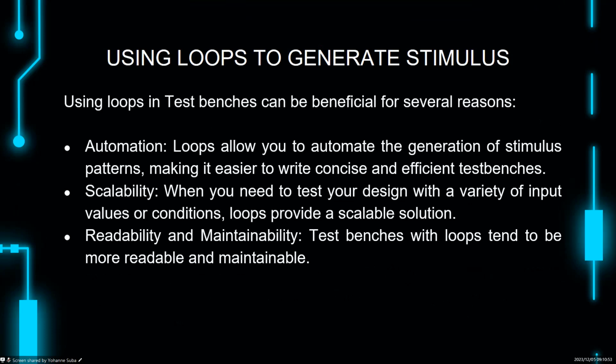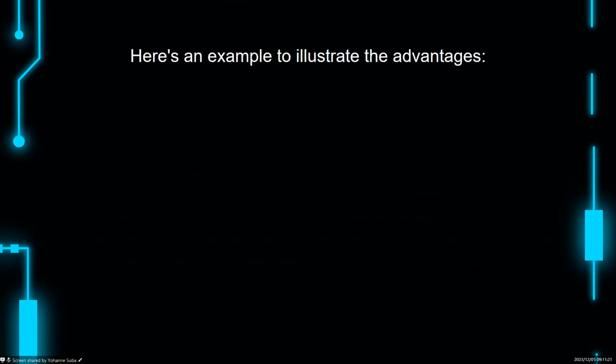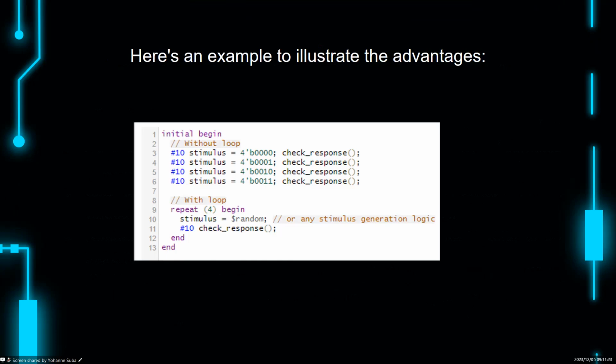Automation siya kasi yun nga parang nakakagawa tayo ng bago, nakapag-explore tayo ng bago through looping, magiging efficient pa yung paggawa natin. Scalability, nagpo-provide siya ng scalable solution so parang versatile tayo lagi. And readability and maintainability. Ayun, here's an example to illustrate the advantages. So ito, yung advantage ng may loop.